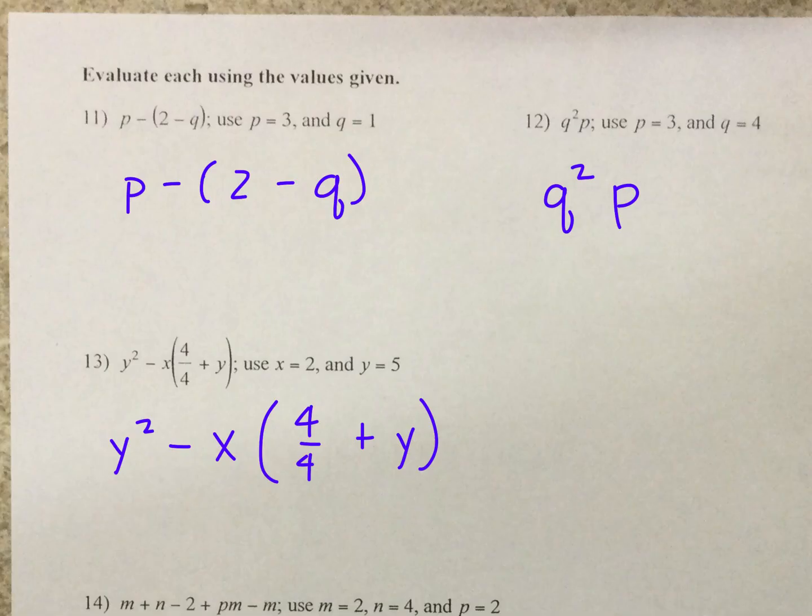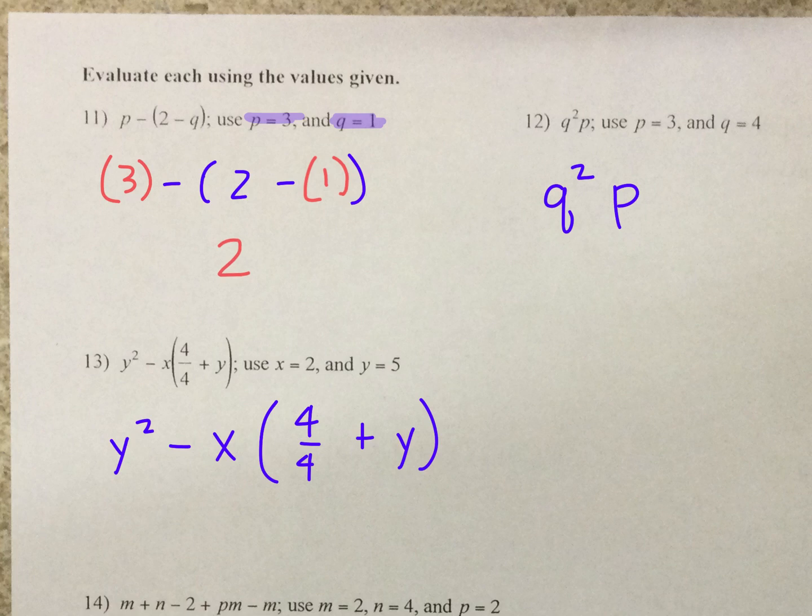All right, number 11. It tells me that P is 3 and Q is 1. So I am going to erase my P, and in parentheses, I'm going to write the number 3. I'm going to do the same thing with my Q, and in parentheses, I'm going to write a 1. After you replace things correctly, you type in parenthesis 3 parenthesis minus parenthesis 2 minus parenthesis 1 parenthesis parenthesis. I know it's a lot of extra. If you type that in right, you should get the number 2.